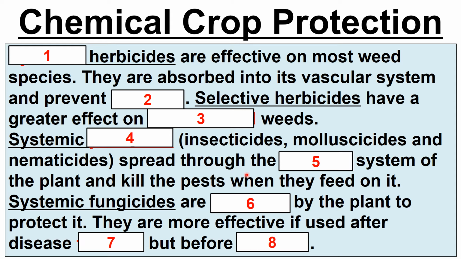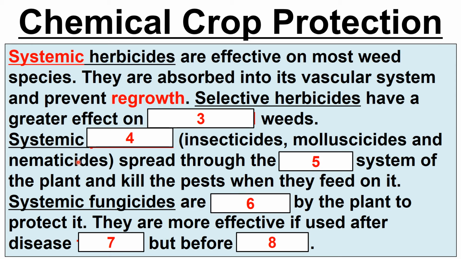Okay, and then try and fill that in. So press pause, numbers 1 to 8, and see if you have got it. So number 1, herbicides are effective on most weed species. That is systemic, and they're systemic because it means they are absorbed into its vascular system. So the vascular system means the xylem and the phloem. Within plants, for us it would mean it was going through our arteries and veins. So they're absorbed into its vascular system and prevent, number 2, regrowth.